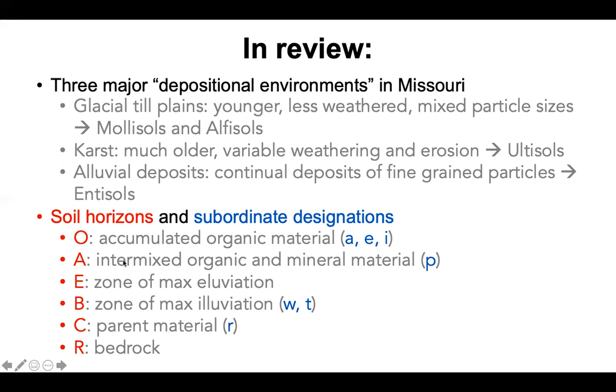Then we have an A horizon, which is intermixed organic and mineral material. It's usually darkened, and A horizons can get the moniker of p as a subordinate designation to designate disturbance, usually by plowing in an agricultural field. An E horizon is the zone of maximum eluviation, the movement of minerals and pigmentation into our B horizon, which is our zone of maximum illuviation, or where things accumulate.